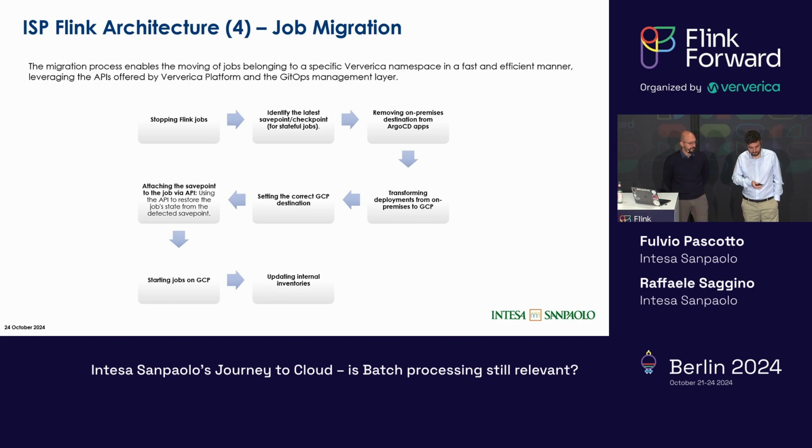And one thing that I want to underline is that we needed something to attach a savepoint to a job. Okay, there was no such thing for us on Ververica platform. We asked the Ververica guys to build it, and they actually did. So now we have an API with which we can attach the savepoint to the job, and when the job runs again, it will restore from the latest savepoint. Then the last two steps are starting the job in GCP, checking that it works, and updating the internal inventory.